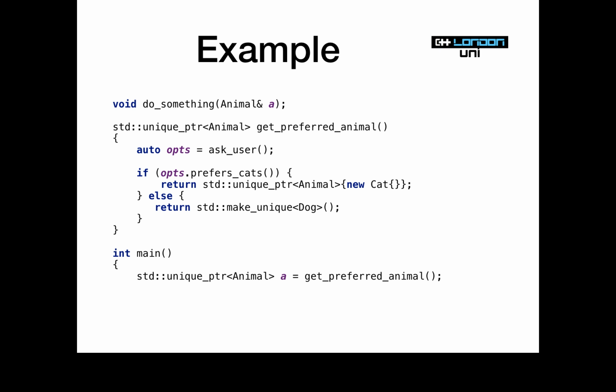So now in main, we say unique pointer to an animal is initialized by this get preferred animal. And again, this is pretty long. We could just say auto A there, it'd be nicer. And then unique pointer is a smart pointer, so it can do all the things that a pointer can do. In particular, you can dereference it. So we call do something on star A, and that gives us the animal reference, so we can call this do something function.